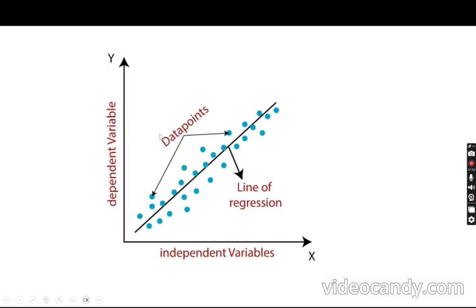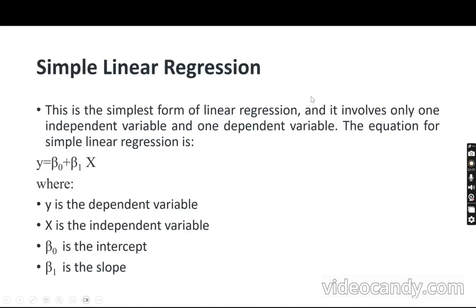So this is how we plot a line of regression over the data points for the independent variable and the dependent variable to obtain the best target data. This is the line of regression, and these are the data points over which we have to fit the best regression line to get the best target data.